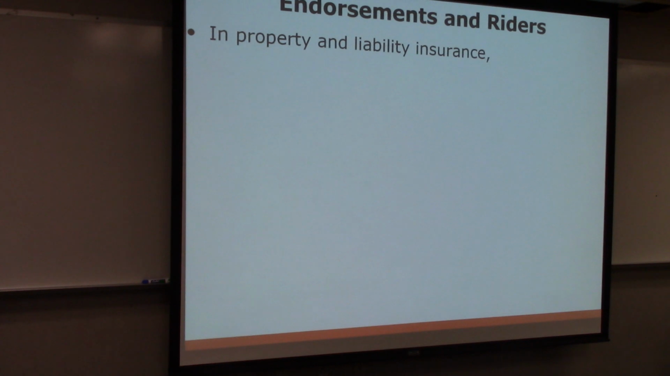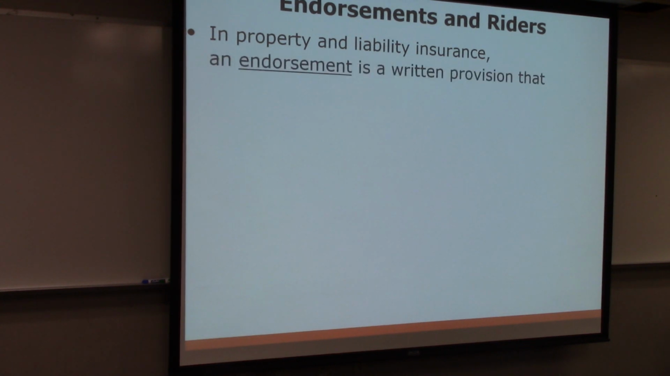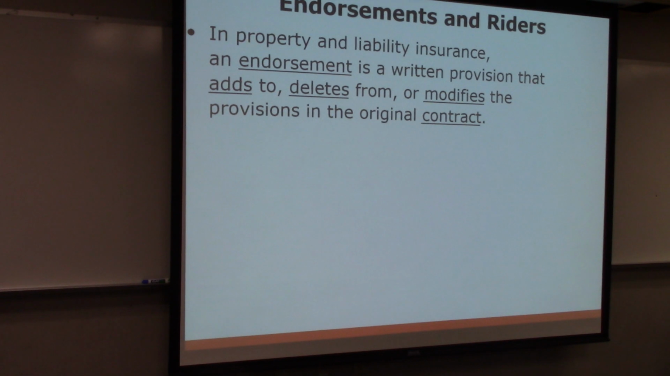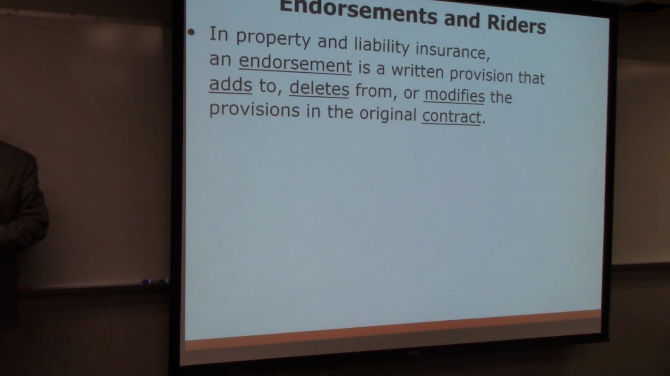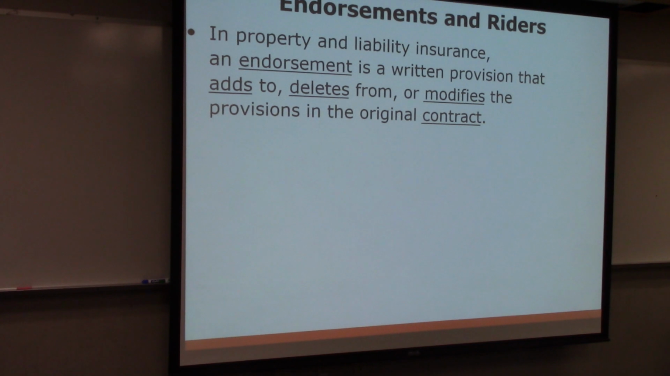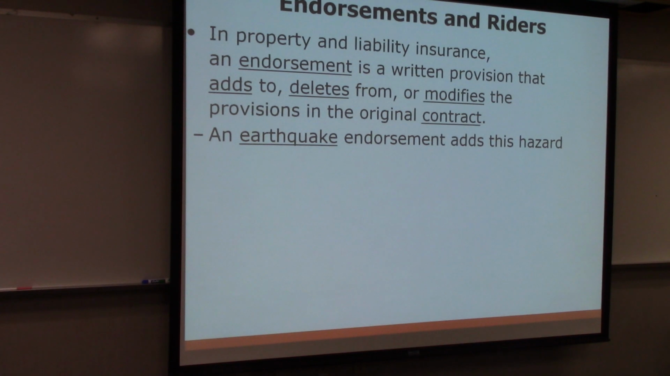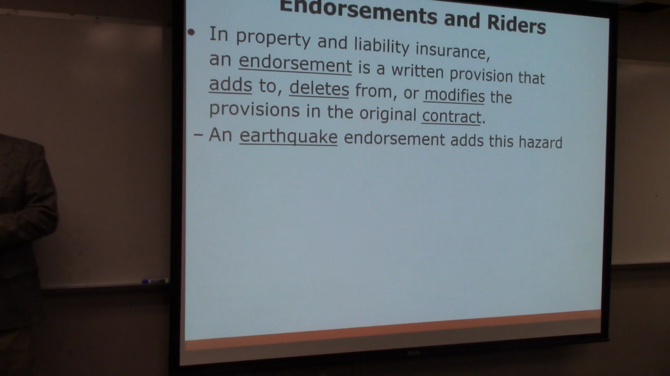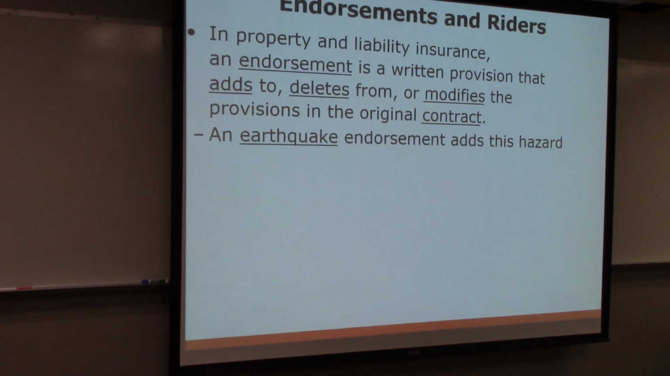Speaking of endorsements, property liability insurance, and they call it casualty, but it's liability. An endorsement is a provision that changes the contract. Okay? It's something that changes the contract that both sides agree to. So if you want coverage for earthquake, then that has to be an endorsement that's added. And you're going to have to pay for it.